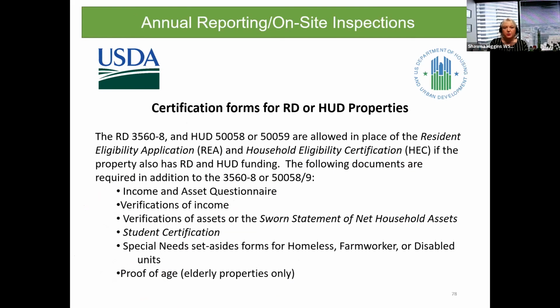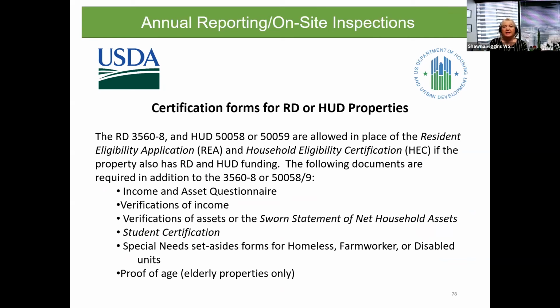Okay, so annual reporting for on-site inspections. So the certification forms, okay, this doesn't have anything to do with on-site inspections, sorry. The certification forms for RD or HUD properties, we can use the 3560-8 for RD, and for HUD we can do the 50058 or the 50059 in place of the REA and the HEC. That's if the property has rural development and HUD funding.